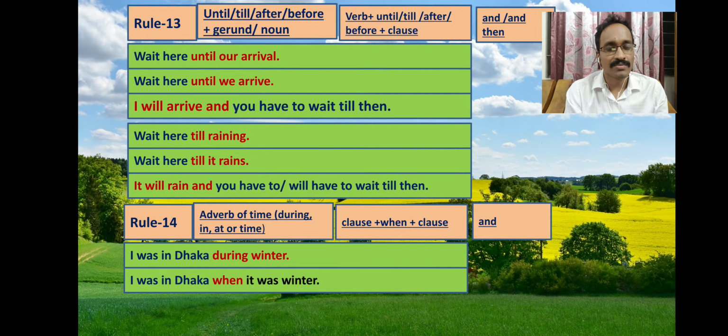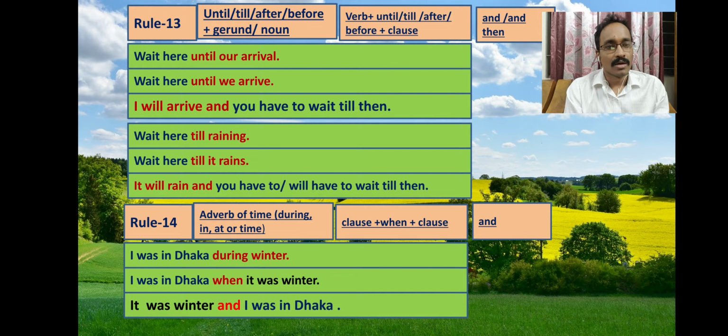So here you see the first clause is in past indefinite tense, therefore according to the sequence of tense the second one is also in past tense, and here it is past indefinite. Now for the compound we will use and. It was winter and I was in Dhaka, or we can make it like this: I was in Dhaka and it was winter. Both are the same.